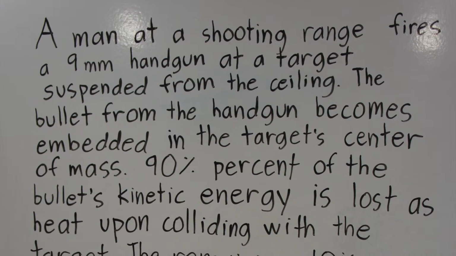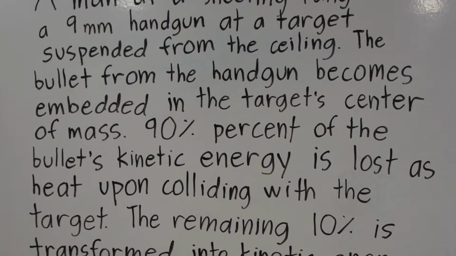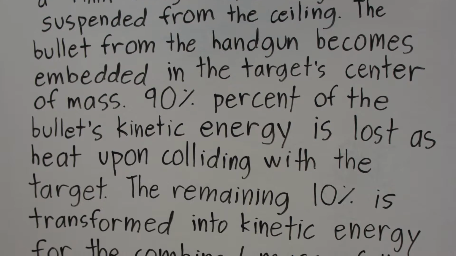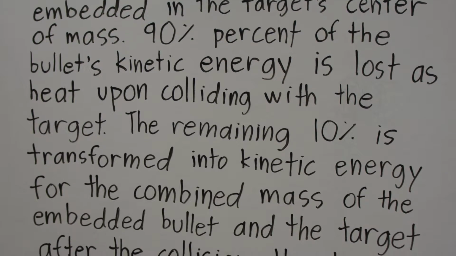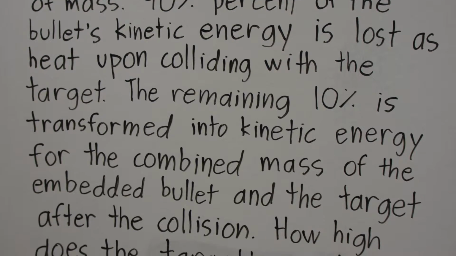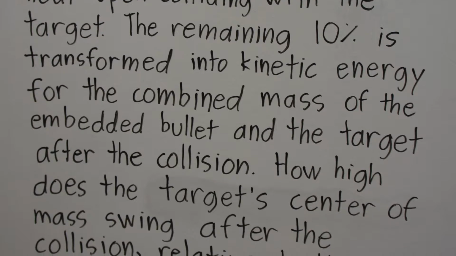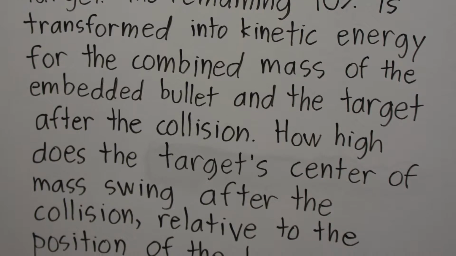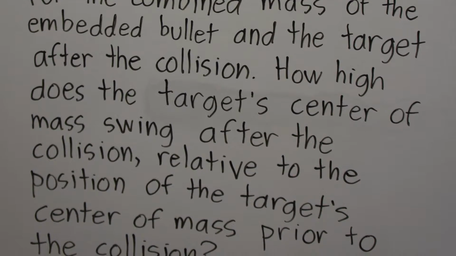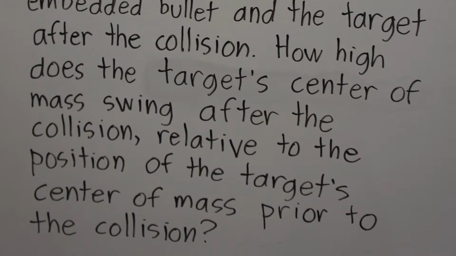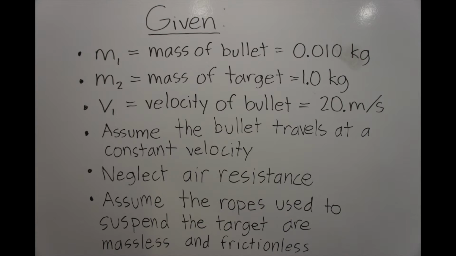A man at a shooting range fires a 9mm handgun at a target suspended from the ceiling. The bullet from the handgun becomes embedded in the target's center of mass. 90% of the bullet's kinetic energy is lost as heat upon colliding with the target. The remaining 10% is transformed into kinetic energy for the combined mass of the embedded bullet and the target after the collision. How high does the target's center of mass swing after the collision relative to the position of the target's center of mass prior to the collision?